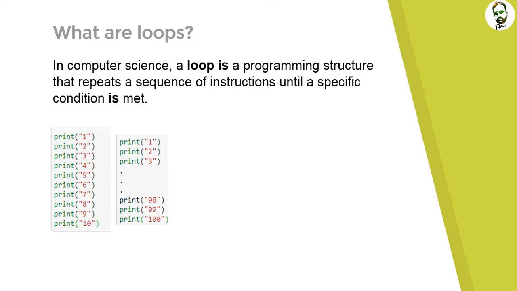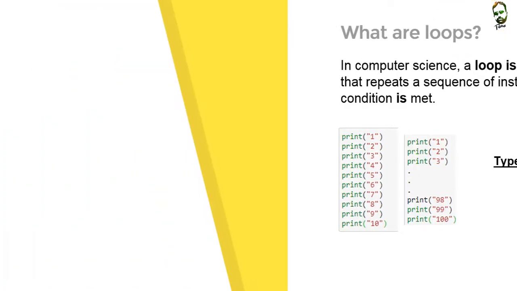Now, what are the types of loops? There are two types of loops. First is the while loop and the second is the for loop. It's your choice which loop you want to use, but certain areas require certain loops. We will learn them in the future. But for now, let's focus on what these two loops are.